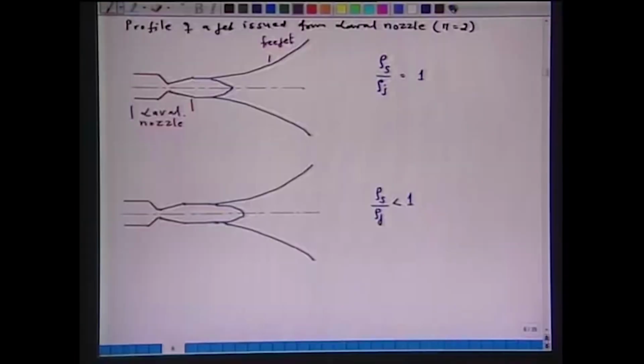Typically, a supersonic jet, because when you say Mach 2, it is a supersonic jet, its velocity is more than the velocity of sound. A supersonic jet is characterized by what is called the potential core. This is called the potential core. From here to here, this is called the supersonic core.